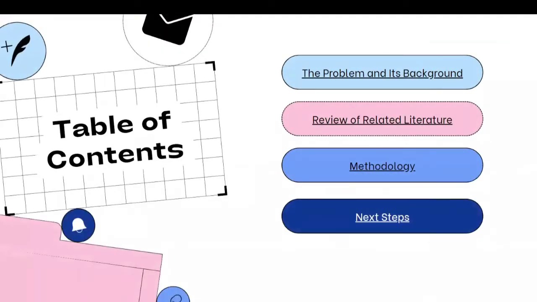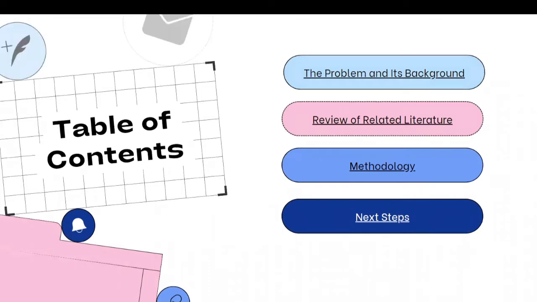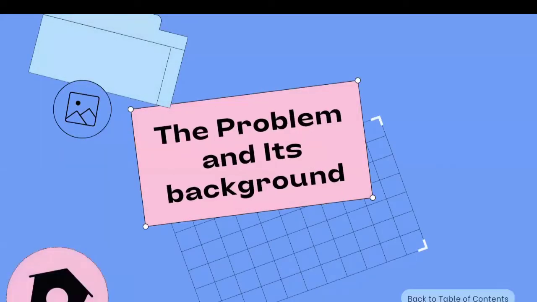Table of contents. So ito po yung mga i-discuss po namin. So the chapter 1, the problem and its background. Chapter 2, the review of related literature. And chapter 3, the methodology. Chapter 1, the problem and its background.